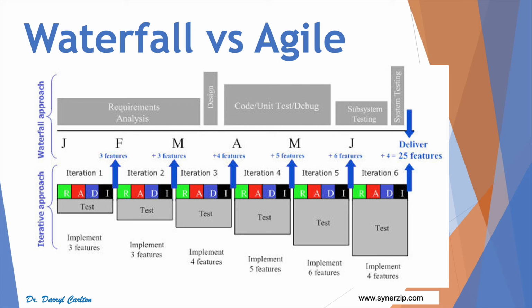The agile approach has sprints or different implementations, which may occur every 2 weeks or every 4 weeks. Whereas in a waterfall approach, you will be covering the entire requirements component up front, then the design, then the code, unit test and debug, subsystem testing and release, and you see everything at the end.